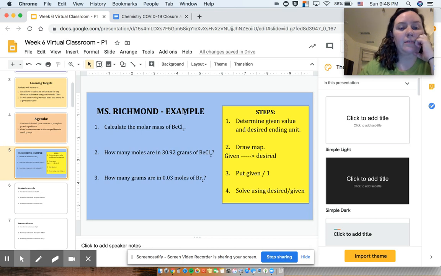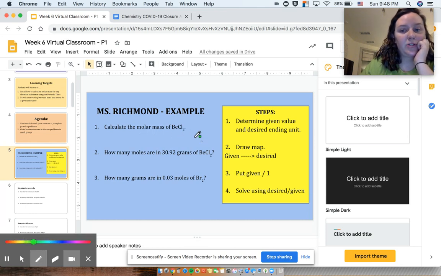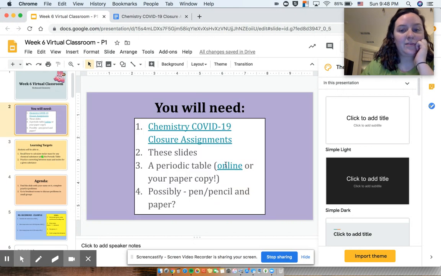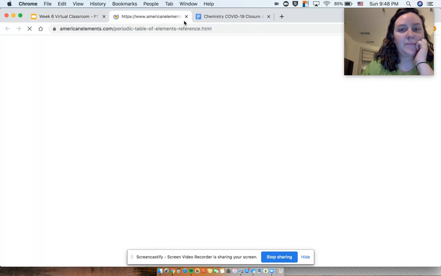So here's my example problem. So I'm going to go ahead and just solve this really quick. First thing, it wants me to calculate the molar mass of BeCl2. So in order to do this, I'm going to need my periodic table. So that's where it would be helpful to have already pulled up the periodic table. So let me really quickly pull that up.